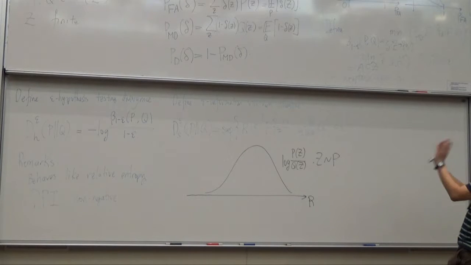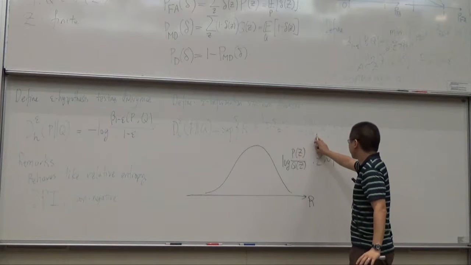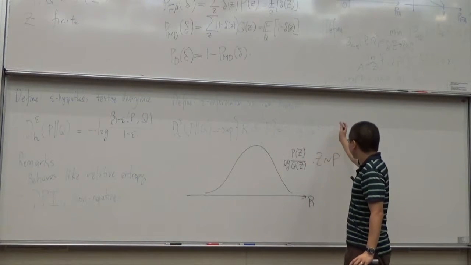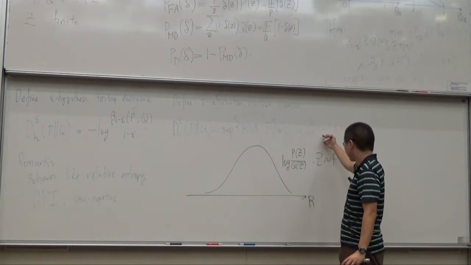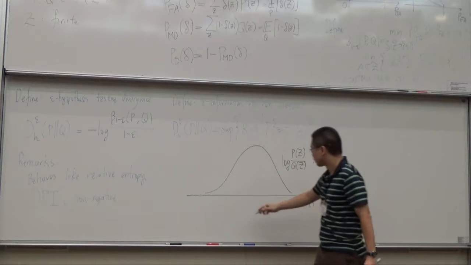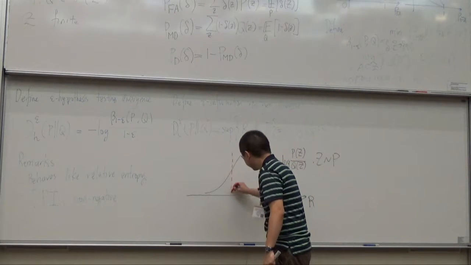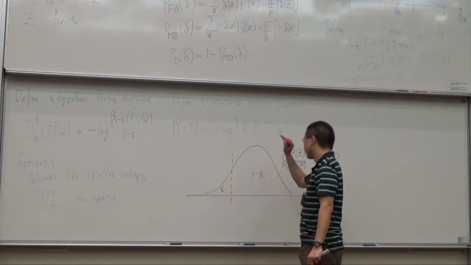So what are we after? We are after the maximum R for which the cumulative distribution function of this random variable, that is, the probability that this random variable is less than or equal to R, is less than or equal to epsilon. That is a mouthful, so I'll draw a picture. So here, this probability mass is epsilon, and this is 1 minus epsilon, of course.